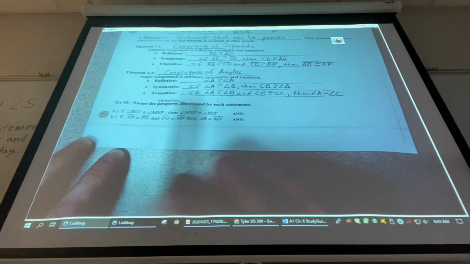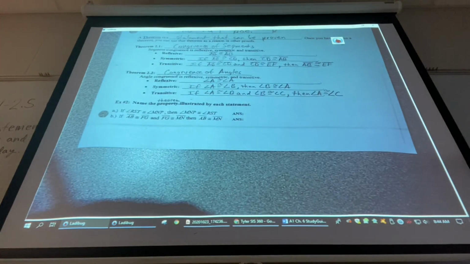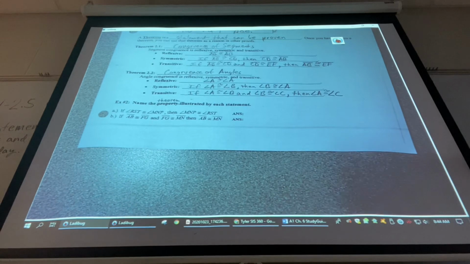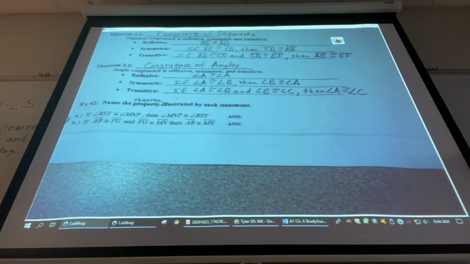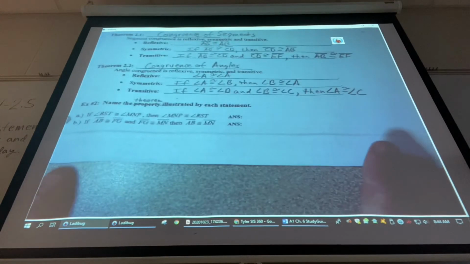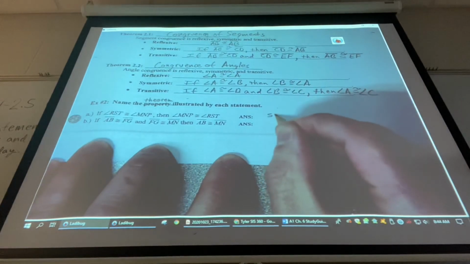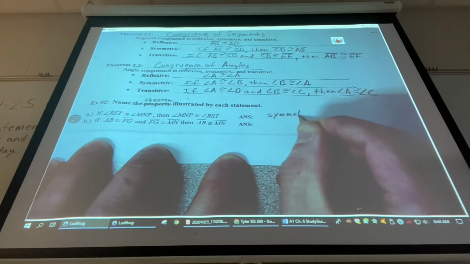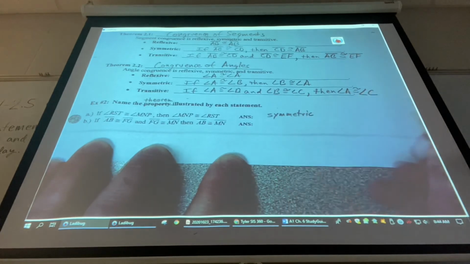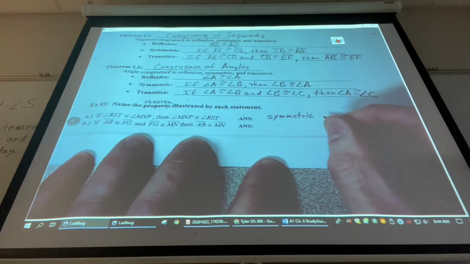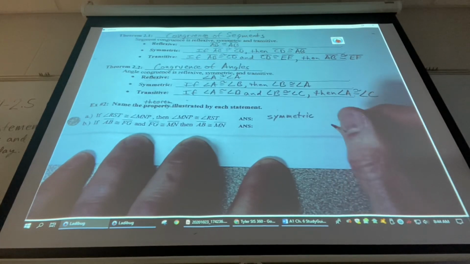But anyway, what relationship is illustrated in example A? Symmetric. You guys cool with that? Now, be careful. What do we got to say? Symmetric congruence of angles. Theorem of angle congruence. Yeah, let's do TLA. Do we need a good acronym?